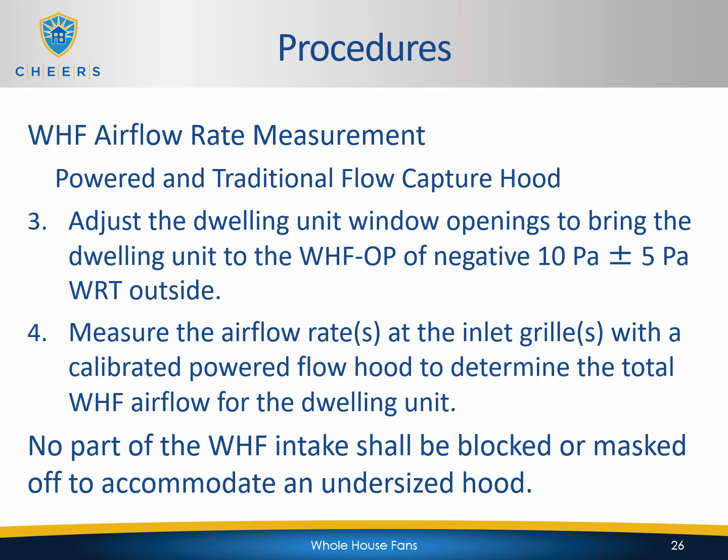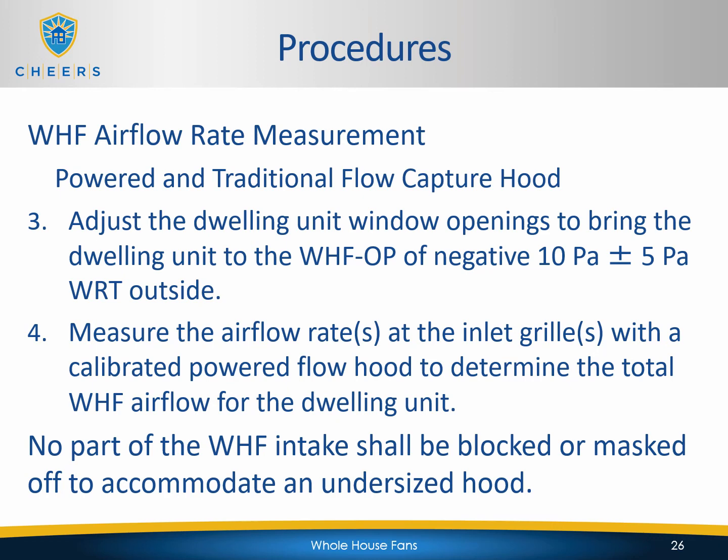You'll then adjust the dwelling unit window openings to bring the dwelling unit to the whole house fan operating pressure of -10 pascals plus or minus 5 with respect to the outside. So again, same steps as what we saw on the blower door. Turn the fans on, adjust the windows until you get to that -10 pascals or as close as possible.